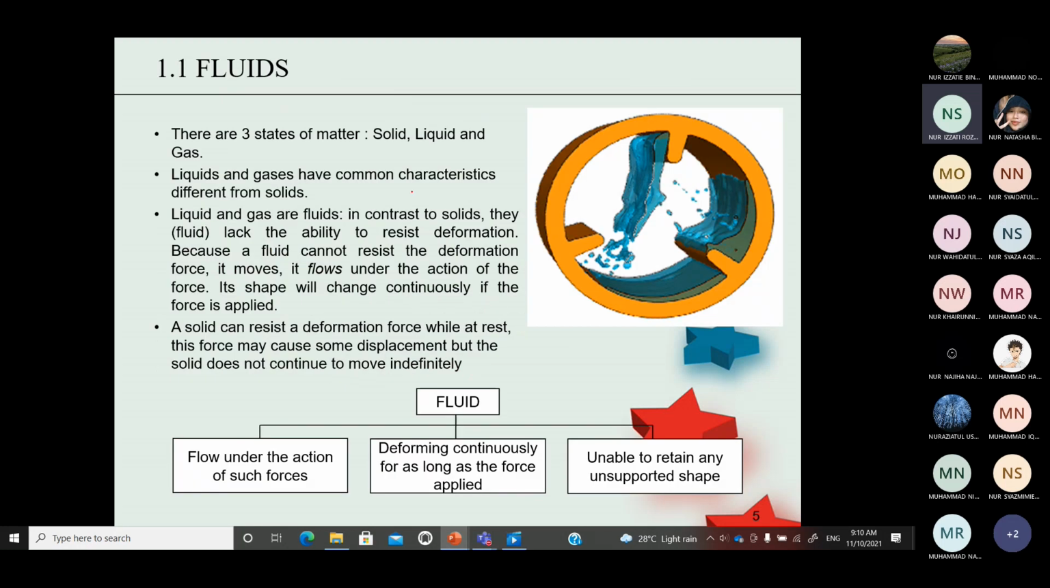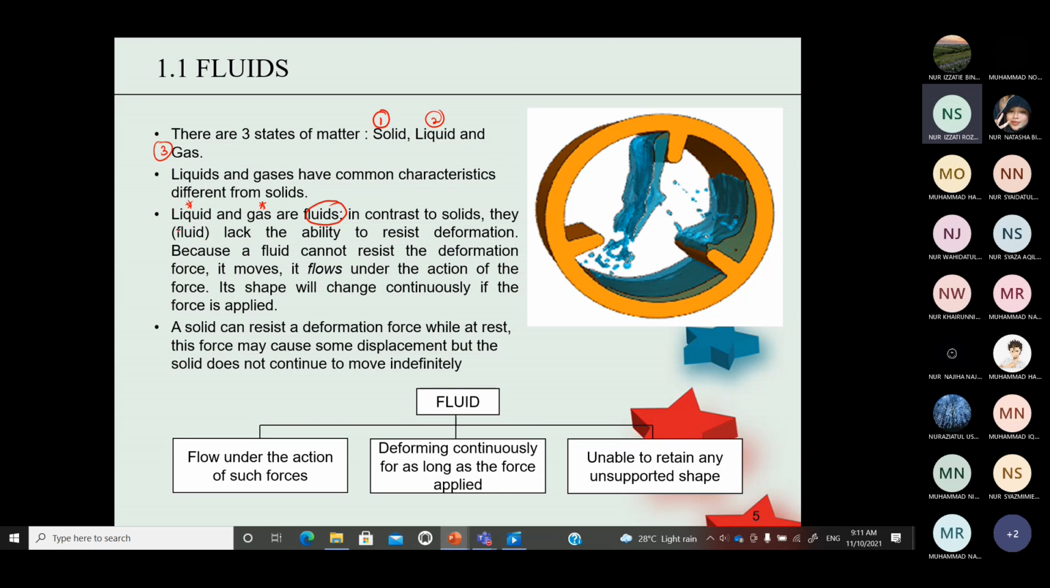All right, fluid. As you all know, I think during your school you also learned about this, right? We have three states of matter, which are solid, liquid, and also gas. So liquid and gas have common characteristics different from solid. Liquid and gas are fluid. Like I said before, liquid and gas are fluid. In contrast to solid, when we say fluid, we mean liquid and gas.